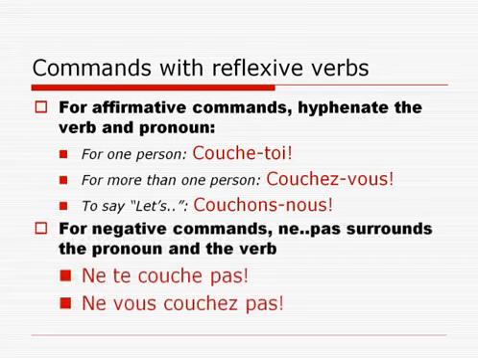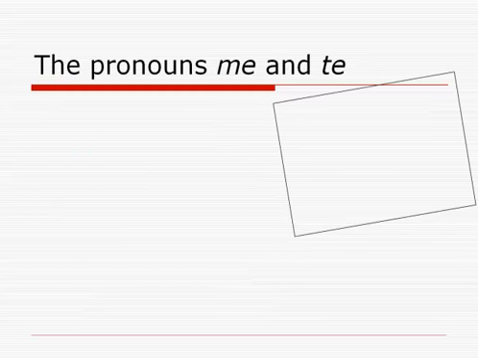For negative commands, ne and pas are going to surround the pronoun and the verb. So if I want to tell one person, don't go to bed, it would look like this, ne te couche pas. If I'm talking to more than one person, ne vous couchez pas. So ne and pas surround both that reflexive pronoun and the verb. And once again, there's no subject in the command.